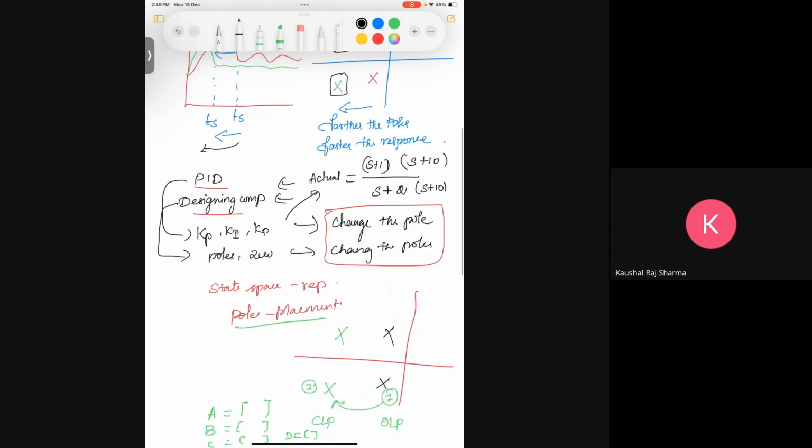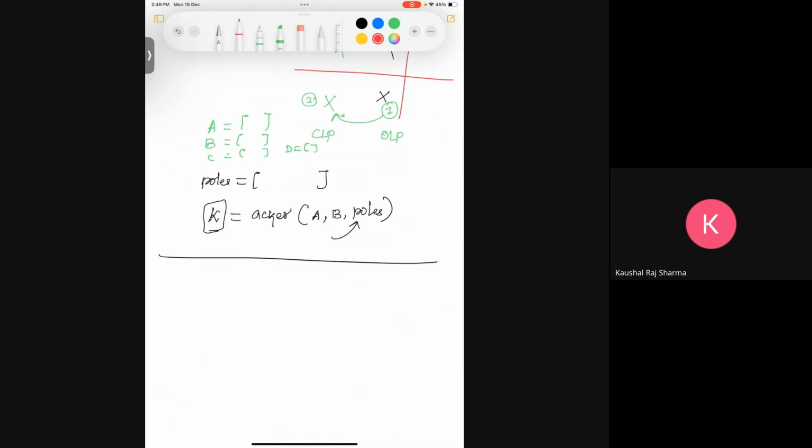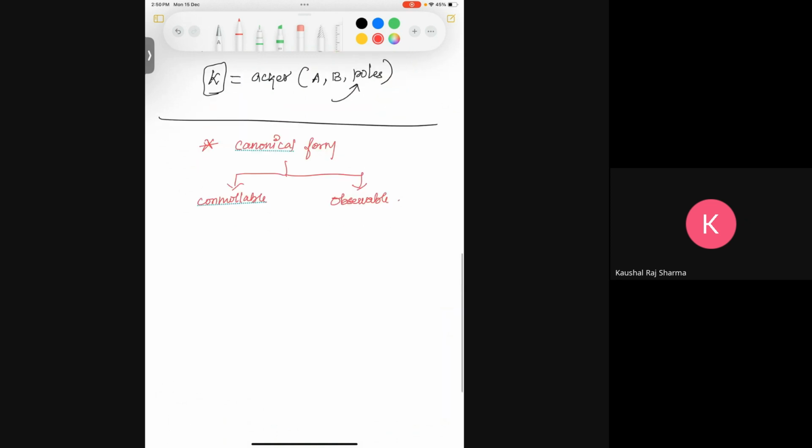And another important concept that we have covered so far is the canonical form: the observable canonical form and the controllable canonical form. So these are the 2 different forms.